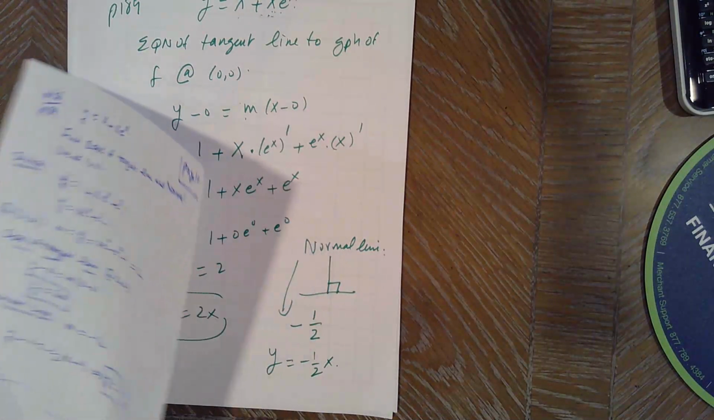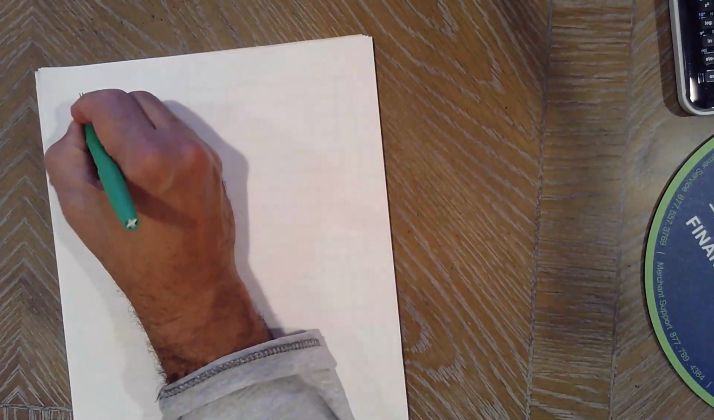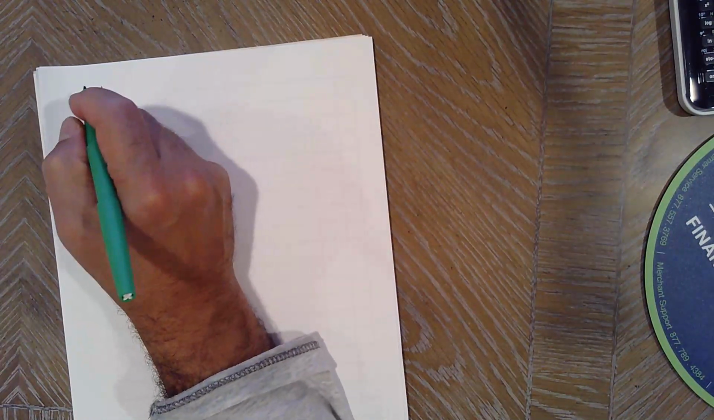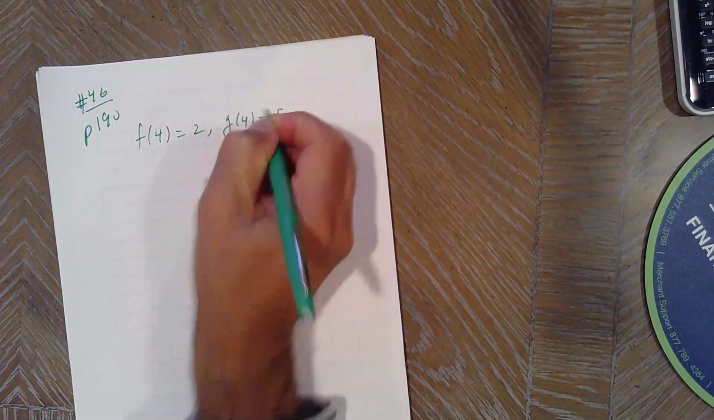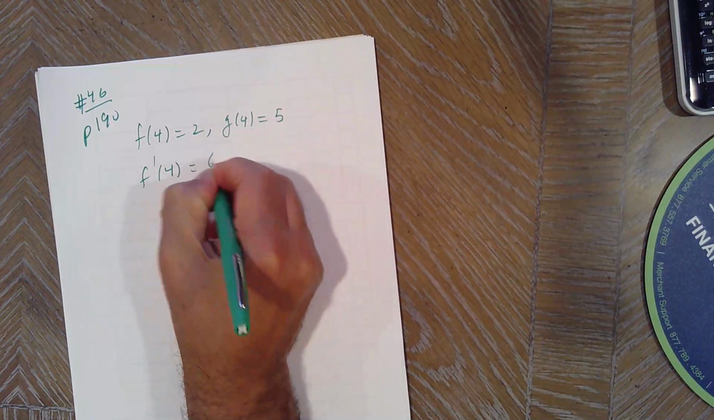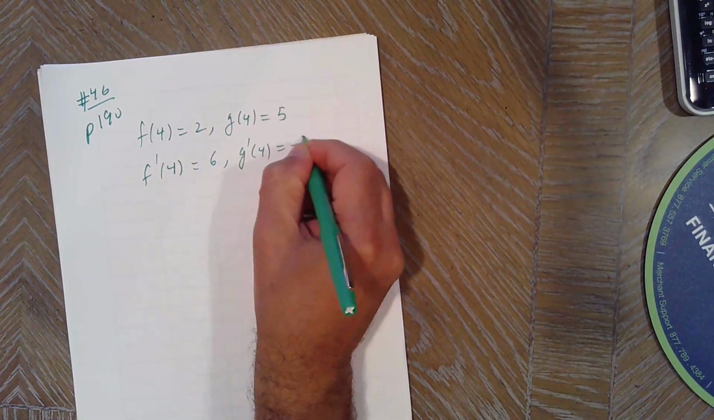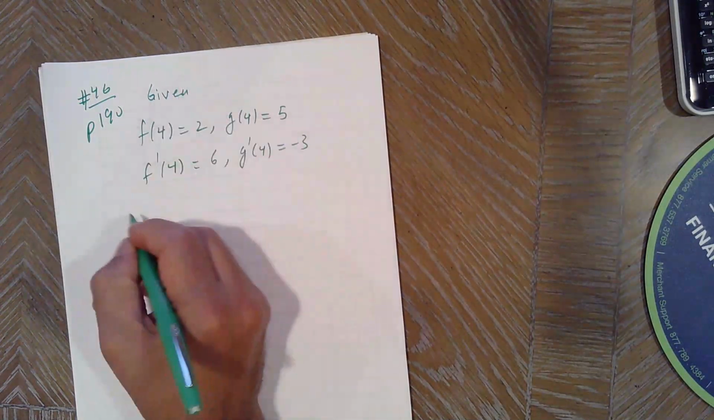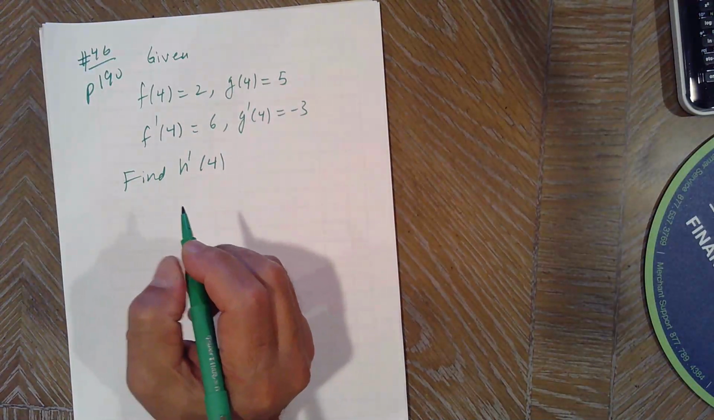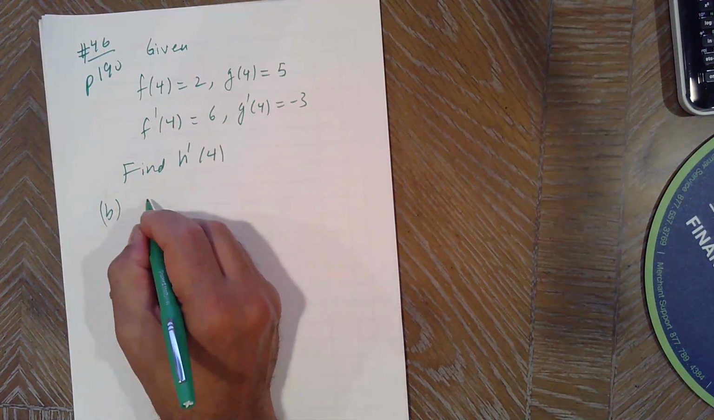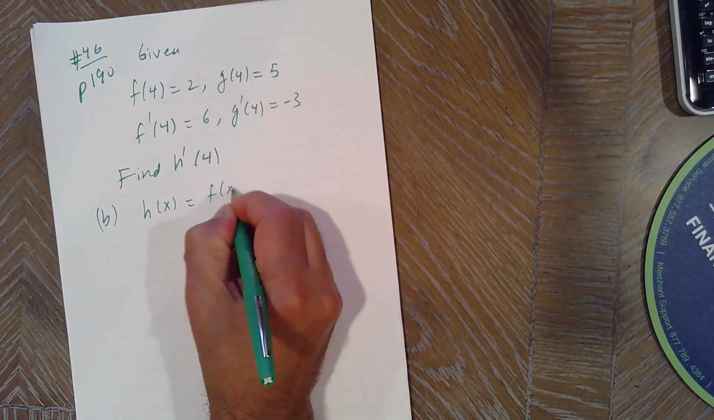46, page 190. It says suppose f of 4 is 2, g of 4 is 5, f prime of 4 is 6, and g prime of 4 is -3. We're given all this. It says find h prime of 4. I'll just do part B. That looks the harder. H of x equals f of x times g of x.